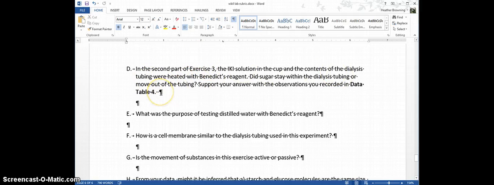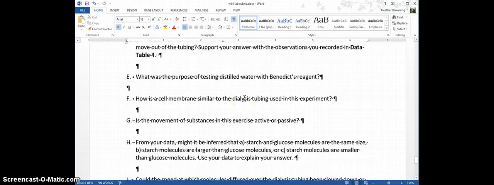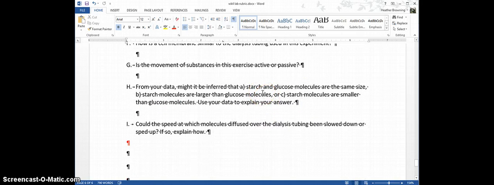Then we put it somewhere else. What happened? What's the purpose of testing it? How is the cell membrane similar? This is going to be the tricky one. So what type of diffusion do you think you're seeing? Exactly, active or passive. See, I got ahead of myself. And then the same size. Okay, so do you think starch and glucose are the same size? Do you think one's bigger, one's smaller?